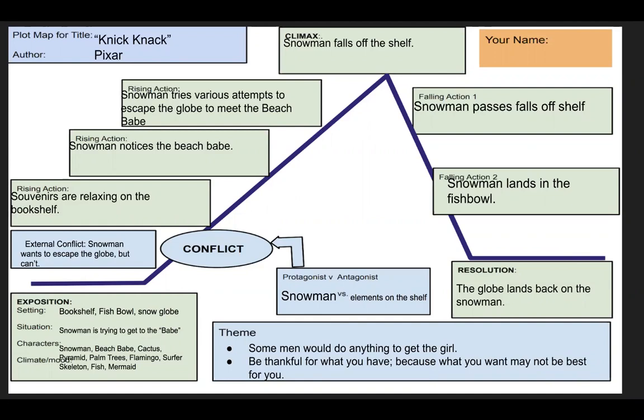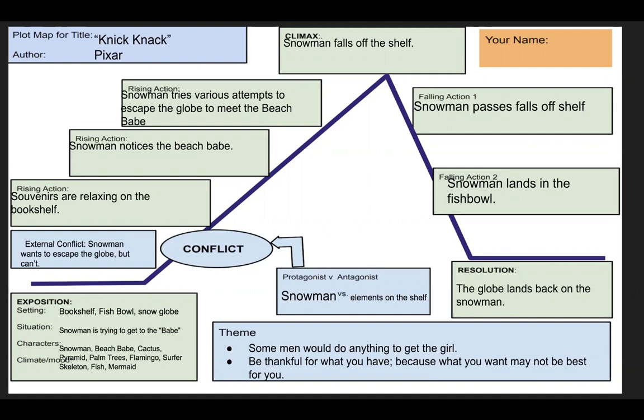The setting is the bookshelf. And then we have some different settings as we go through. We have the snow globe, obviously, and the fish bowl that he ends up in. And the situation is the snowman's trying to get to that beach babe, right? So we have a conflict here.